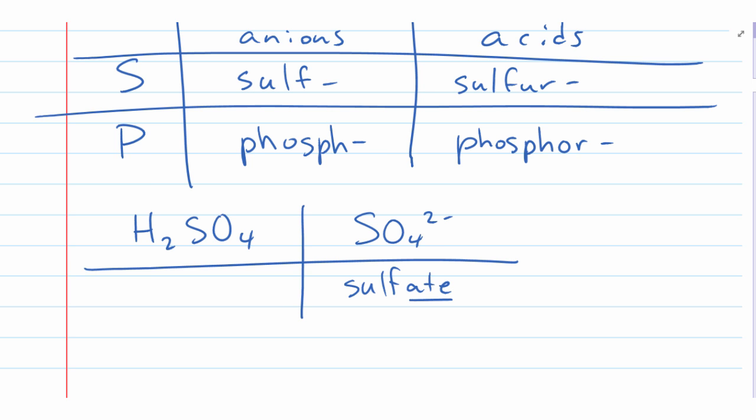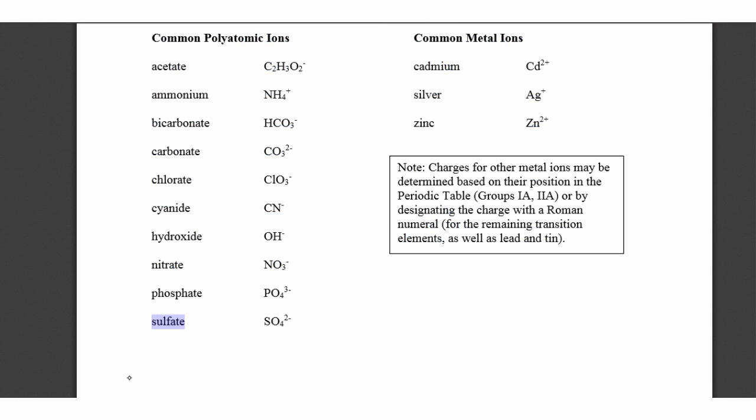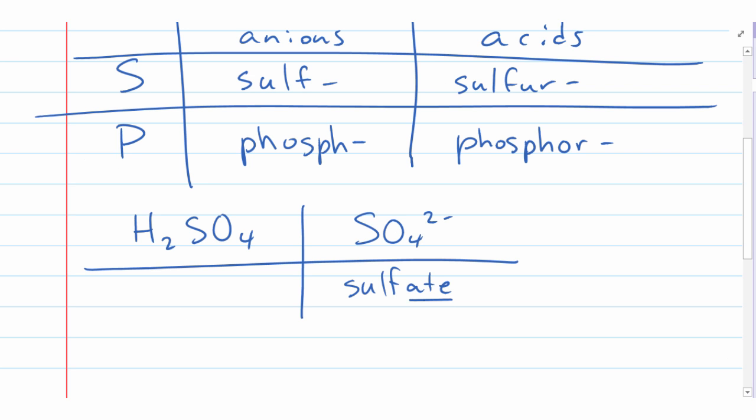If you haven't memorized yet, this is where you're getting a little behind. Here's your sulfate, SO4 with a 2 negative charge right here. So then to name the acid, what we do is we drop off the ATE suffix, replace it with ic, which is IC acid. But we also have to change the root name from sulf to sulfuric. Yes. The root name is sulfur, but this then becomes sulfuric acid. So again, notice the change from sulf to sulfuric.